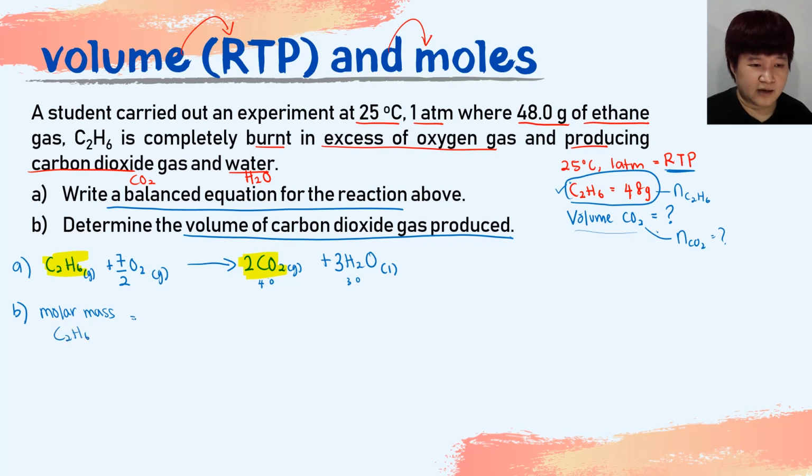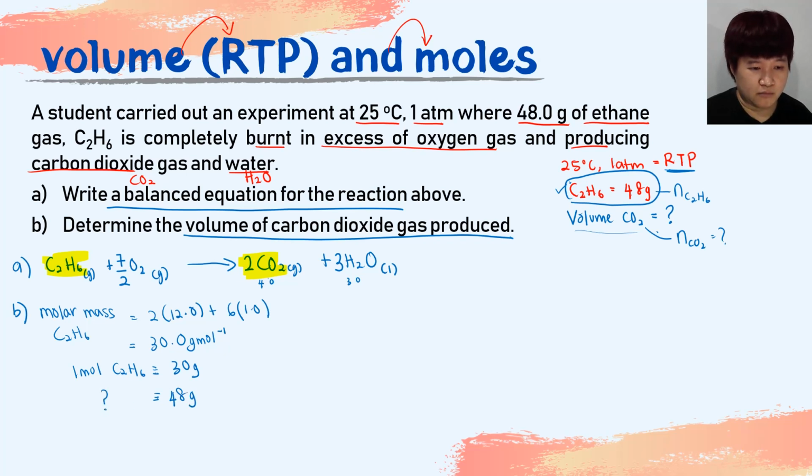And we know that carbon is 12, so we have 2 carbon over there. And hydrogen is 1, and we have 6 hydrogen over there. So the molar mass calculated is 30 gram per mole. And we know that that is the mass of 1 mole of C2H6. That is 30 gram. And right now, you have 48 gram of ethane.